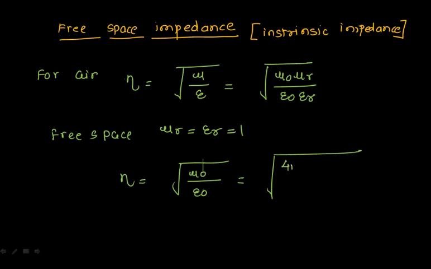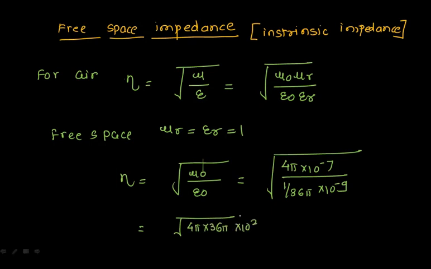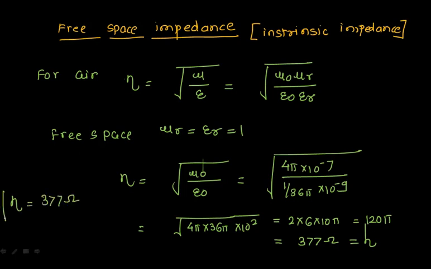Now we know what that is. Mu 0 is nothing but 4 pi into 10 raised to minus 7, divided by 1 by 36 pi into 10 raised to minus 9. Okay, by solving this, I'll get 4 pi into 36 pi into 10 raised to 2. Further solving, I'll get the square root of 4 is 2, the square root of 36 is 6, then you can say 10, and the square root of pi squared will be pi. So whatever you get here is nothing but 120 pi, which is nothing but 377 ohm, and that is eta. So I can write here intrinsic impedance is nothing but 377 ohm.